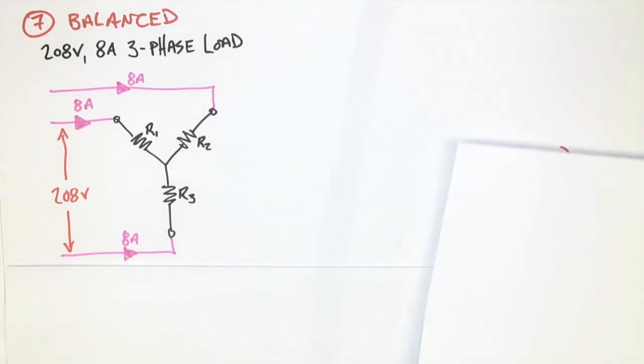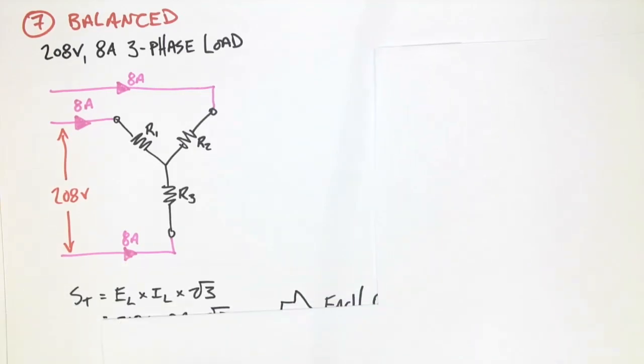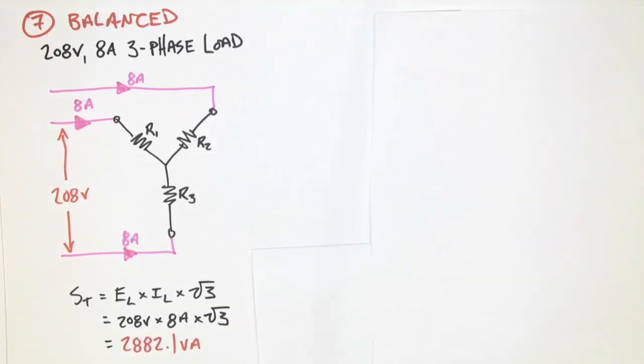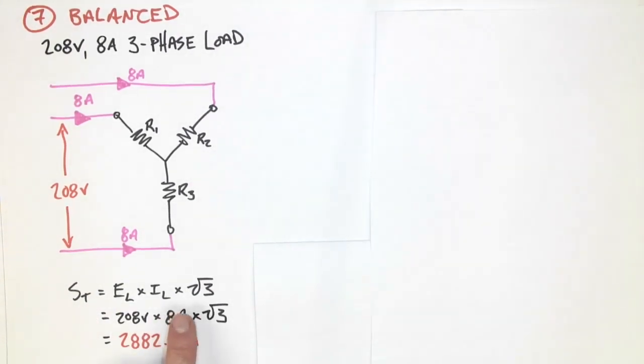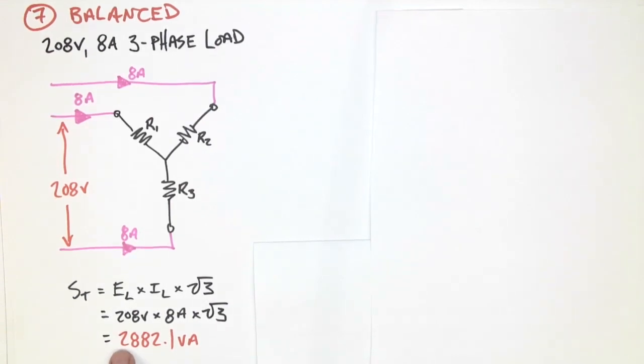So, first step we're going to do is this. S total is equal to E line, I line times root 3. This gives us immediately the total three-phase load VA.